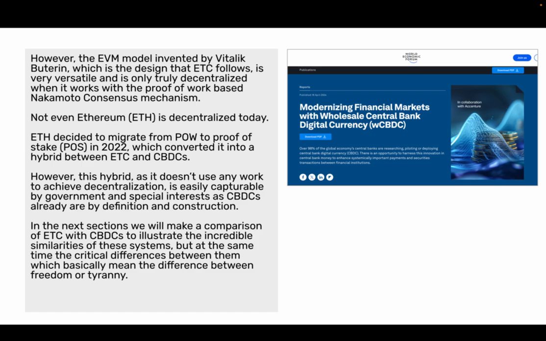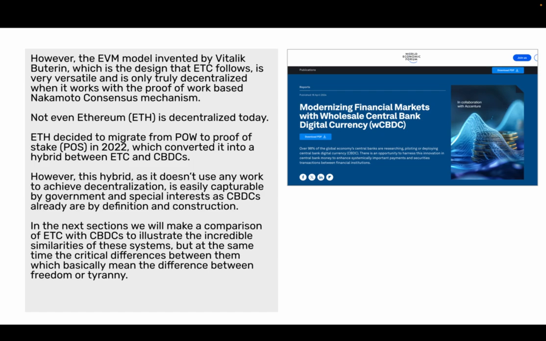However, the EVM model invented by Vitalik Buterin, which is the design that ETC follows, is very versatile and is only truly decentralized when it works with the proof-of-work based Nakamoto consensus mechanism. Not even Ethereum, ETH, is decentralized today. ETH decided to migrate from proof-of-work to proof-of-stake, POS, in 2022, which converted it into a hybrid between ETC and CBDCs. However, this hybrid, as it doesn't use any work to achieve decentralization, is easily capturable by government and special interests, as CBDCs already are by definition and construction.